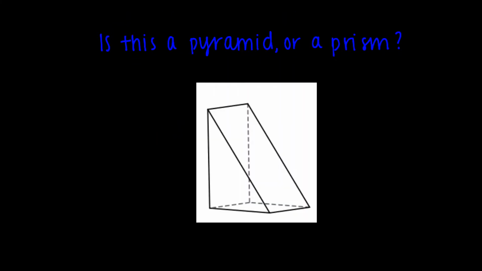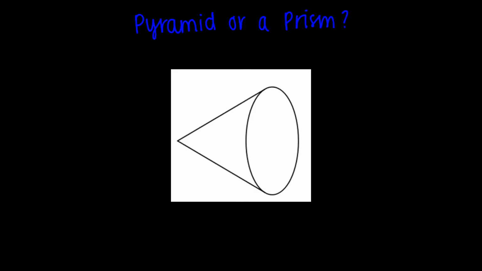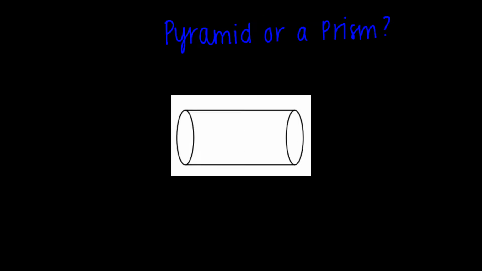So here's your first question. I am simply asking you, is this a pyramid or is this a prism? Make sure you look at your definition of both and decide which one it is. Again, is this a pyramid? Is this a prism? If you're confused on them, please let me know and I can help you through the EdPuzzle. So another pyramid or prism. And this is our last one of this kind. Is this a pyramid or is this a prism?